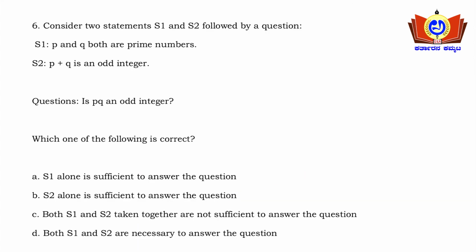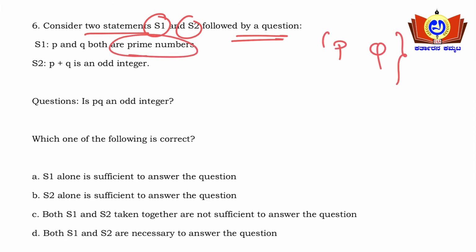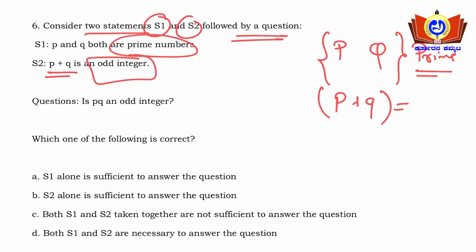Okay, so moving on to the next question. Consider two statements S1 and S2 followed by a question. So what is the S1 here? P and Q both are prime numbers. Okay, there are two numbers P and Q, both are prime numbers. And statement 2 is P plus Q is an odd integer. So when you add up these two numbers, the result is an odd integer, my dear friends here.